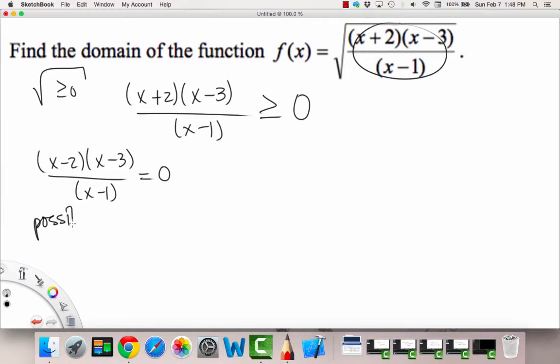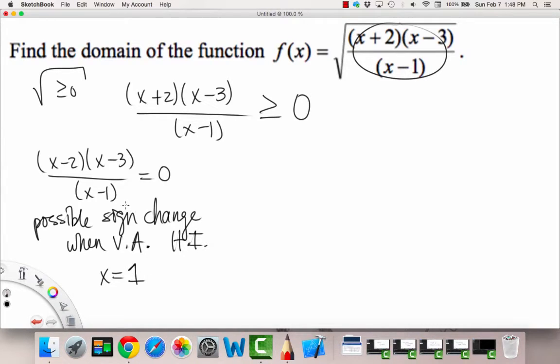A possible sign change happens when we have a vertical asymptote or a horizontal intercept. Basically when the top equals 0 or the bottom equals 0. So we're considering all of the possibilities on which things can be 0 in this ratio. x equals 1 would be a vertical asymptote. How about x equals positive 2 and x equals positive 3? Oh, sorry about that, I copied a sign wrong. That's an x plus 2 up here. So we're actually going to get x equals negative 2 or positive 3 for the horizontal intercepts.